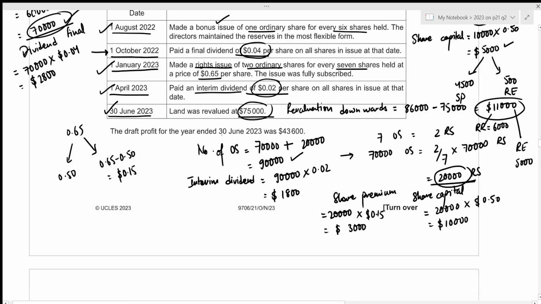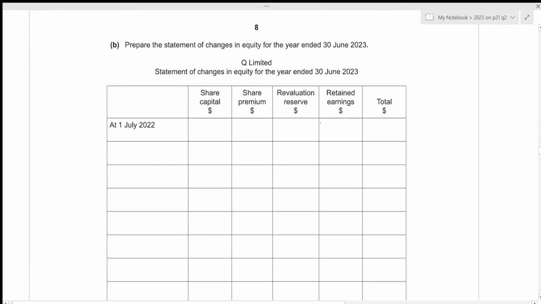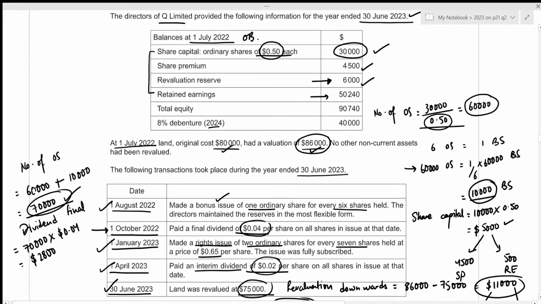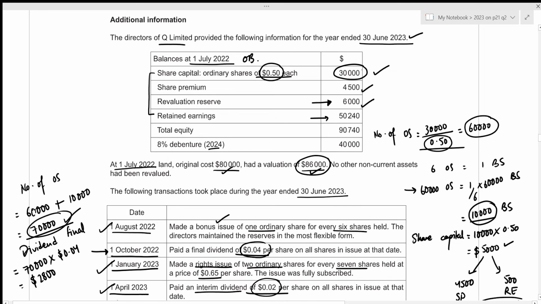Then the draft profit for the year ended 30 June 2023 was 43,600. This is the profit which we always need to add towards retained earnings. Now we need to prepare the statement of changes in equity for the year ended 30 June 2023. We were given the balances at the opening date, so we can just copy down those amounts. That will be 30,000, 4,500, 6,000 and 50,240 and a total of 90,740.